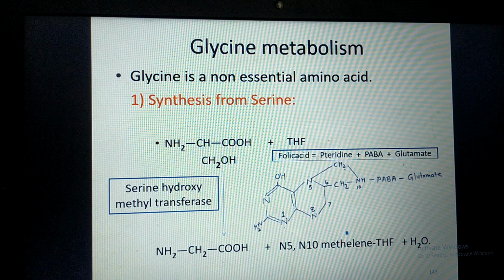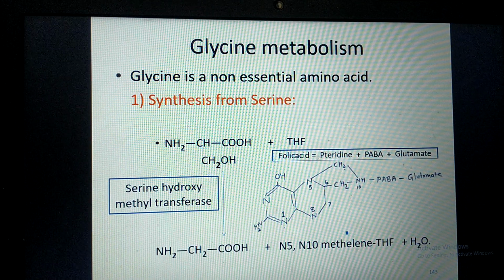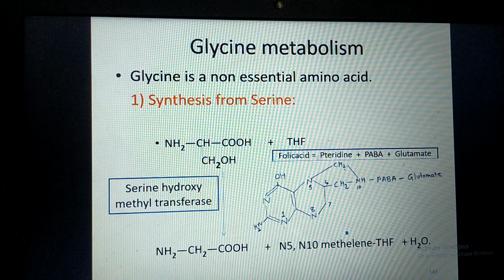Glycine is a non-essential amino acid. So first, glycine is synthesized from serine. If you see, I have shown the structure of serine above. When the CH2OH group of this serine is removed, it is converted into glycine. So the enzyme required for this step is serine hydroxymethyl transferase.